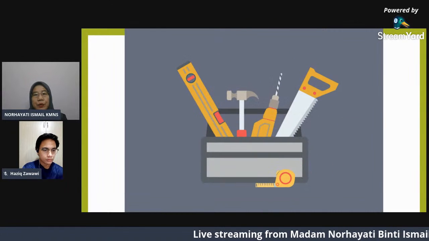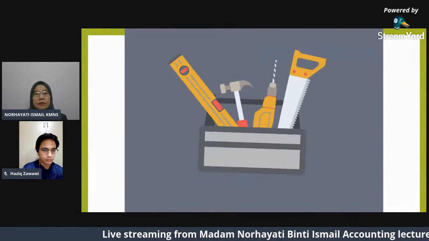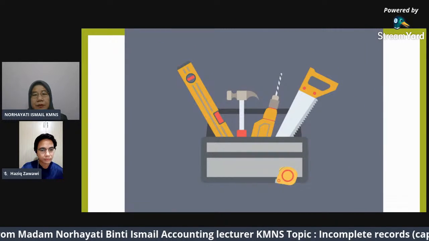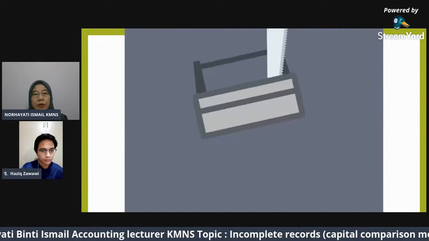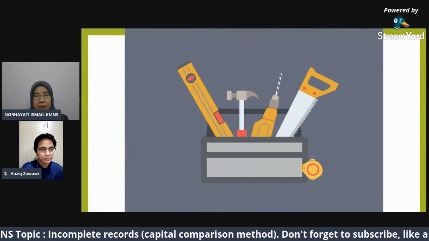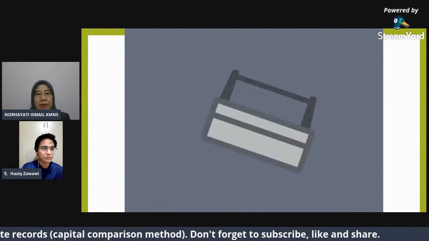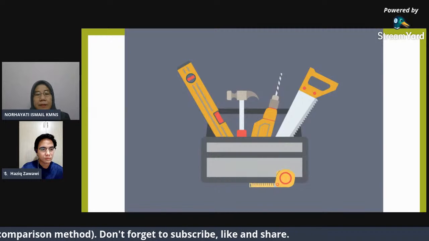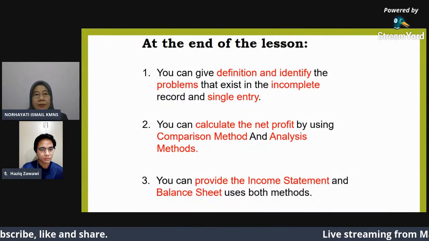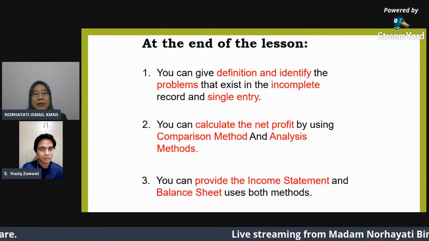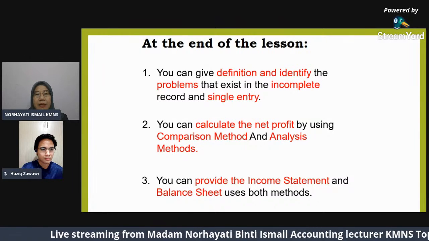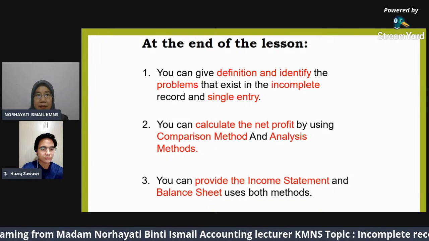Okay, this is the tool when you want to construct a building, you have this tool. So this one you must complete for the tools in order to build one house, a building. Okay, at the end of the lesson, you can give the definition and identify the problem that exists in the incomplete record and single entry.